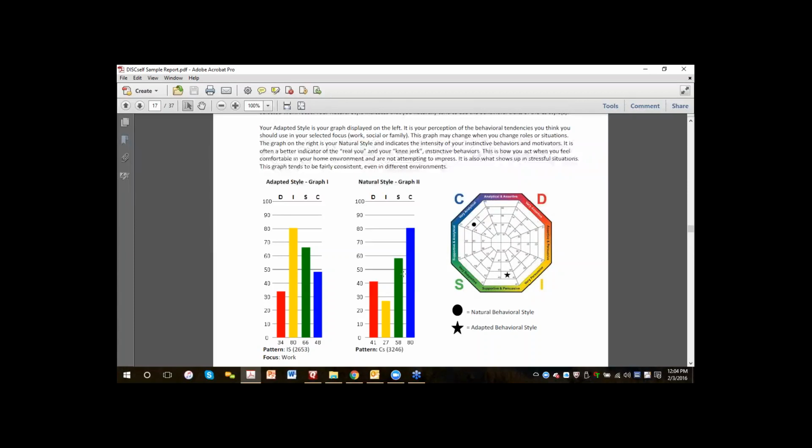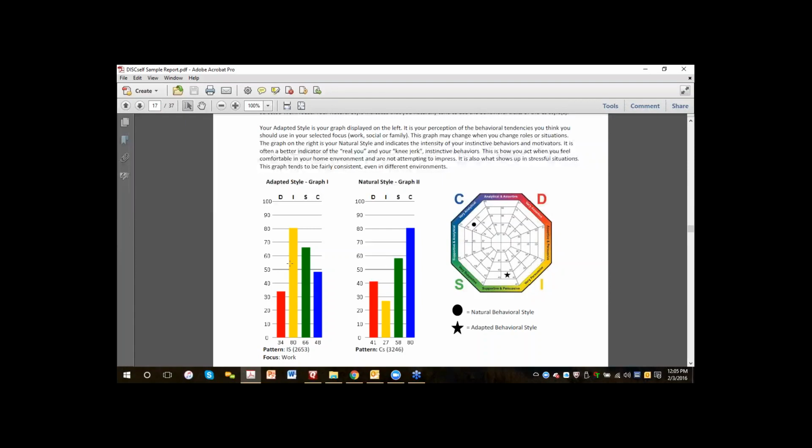What might make the natural, that inner self, change may be a significant emotional event in your life, which could be a death of a loved one. It could be going bankrupt. Something along that line, some significant event that might throw this off a bit, all right? But it doesn't change a lot over a lifetime.